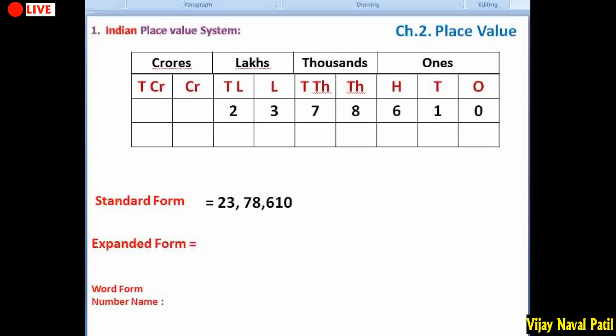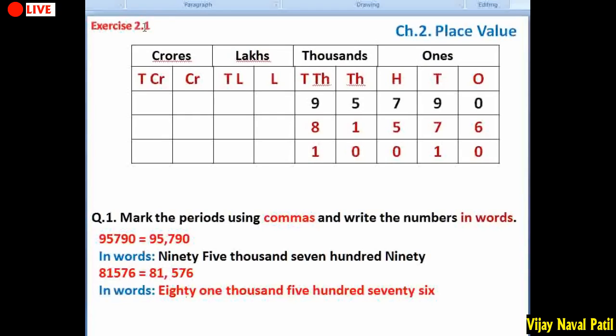Then this is one of the examples, that is 23,78,610, and the standard form is given. You have to write the expanded form of it, and you can comment in the comment box. Okay? Then in the next slide we will see exercise 2.1. We will go ahead here for the same topic, that is chapter 2, place value.